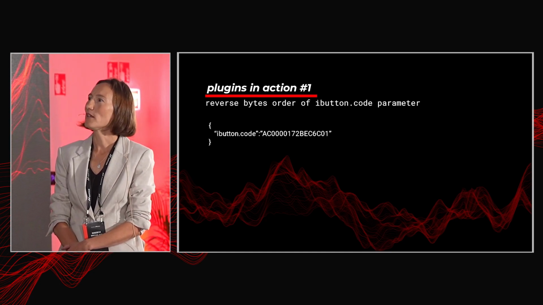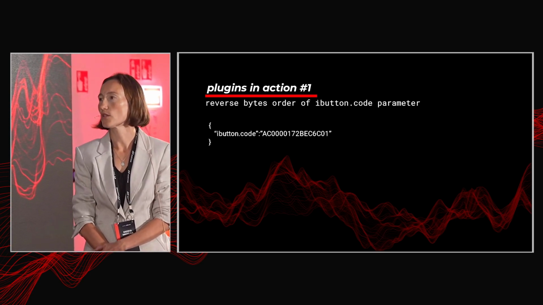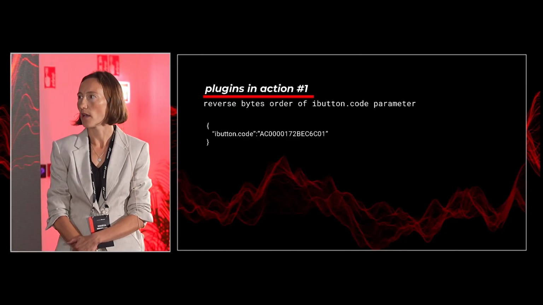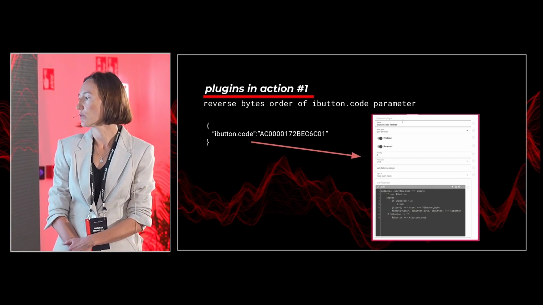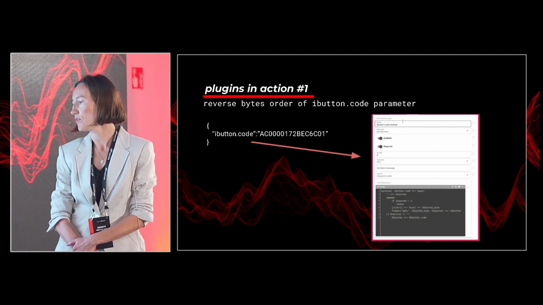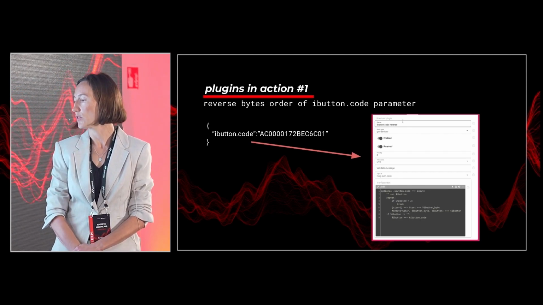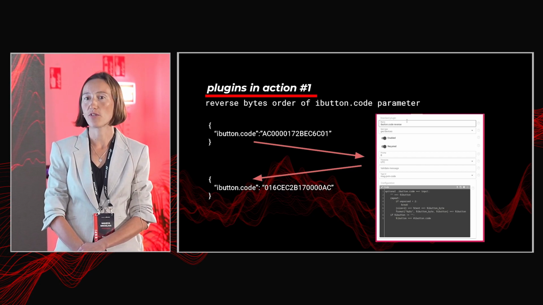The first plugin: we have a message with a button code. A button code is a driver code, but some trackers may send a button code with the reversed bytes order compared to that written on the iButton itself. This happens. And this is an issue, and this issue may be solved with such plugin. This is a plugin that reverses the order of bytes in the value of this parameter and registers the correct value. As a result, we receive a button code with correct value, and now you may identify the driver.